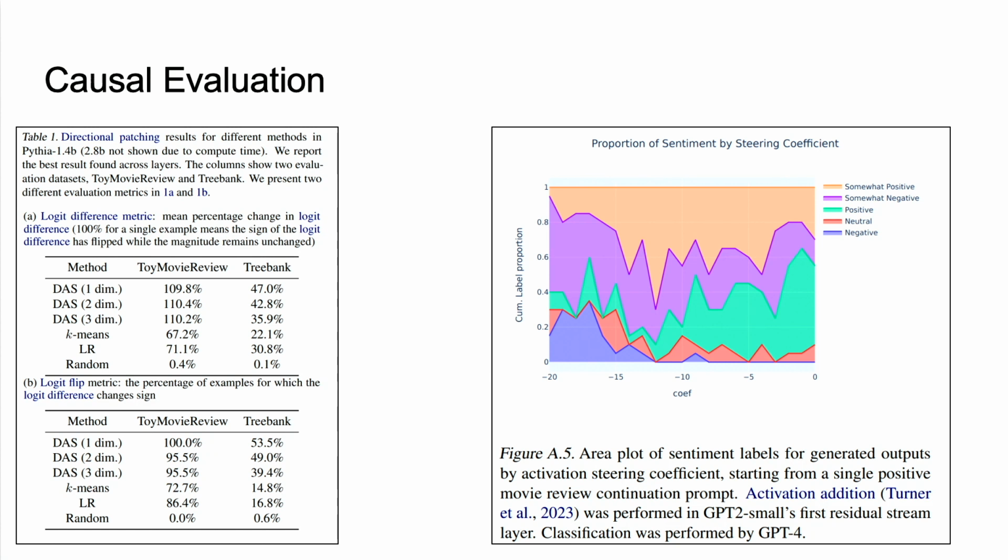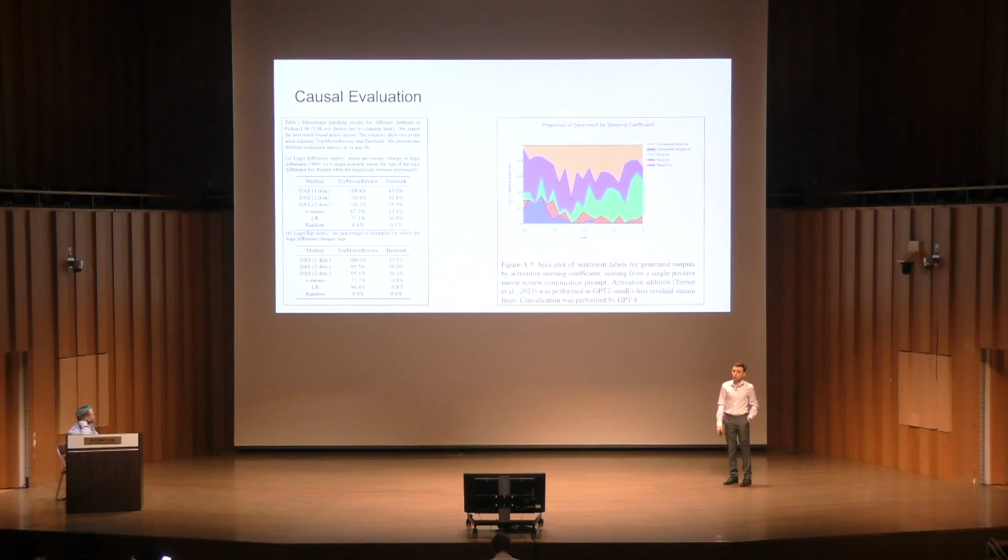So, what did we find? This is our toy data set of movie reviews that I explained at the start. What we found was we basically could completely flip the prediction. 100% here means we've completely gone from negative to positive or vice versa. Whether you looked at logit difference or logit flipping, basically 100% of the prompts we flipped the prediction. So it seems like this single direction in residual stream space was indeed sufficient to be causal within those prompts, even out of sample. At least using DAS.